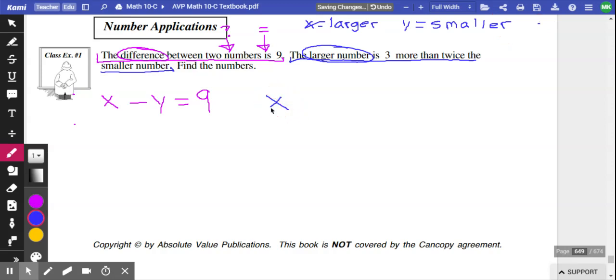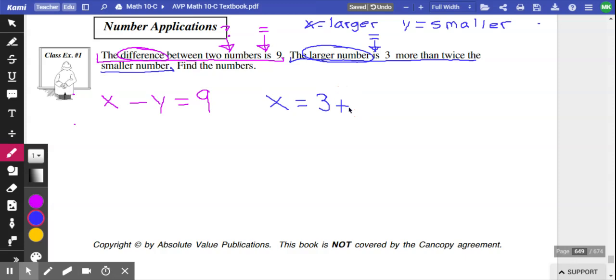Is means equal sign. This mathematically means the larger number is 3 more. How do you represent 3 more in math? Somebody whisper. 3 more would be 3 plus. And think about it. If you have 10 apples and you get 3 more apples, you're just adding 3 apples to your pile, right? That's all it is.